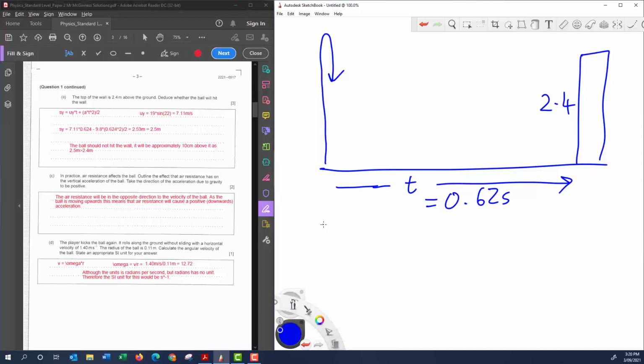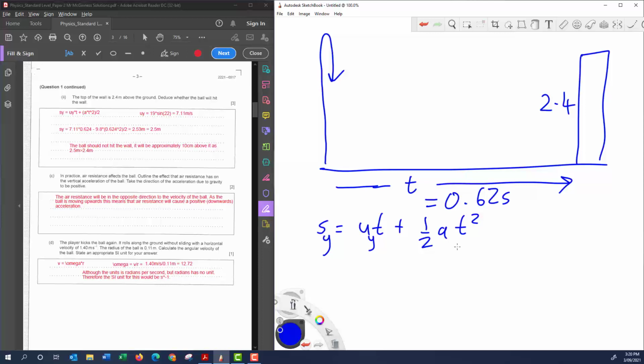So that means that I can use my constant acceleration formulas. In this particular case, I'm going to use s equals ut plus half at squared. But note, this is all in the vertical direction. So this is my vertical initial velocity, and this is my vertical wall, if you like. Now, in this particular case, we have all of the variables that we need.